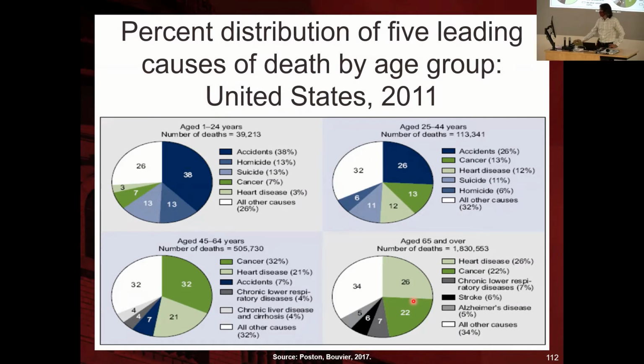But the data shows that 38% of people aged 1 to 24 in the US, data from 2011, die because of accidents, 13% homicide, 13% suicide. So more external causes. And then as people get older, more chronic diseases start to take the lead. So cancer and heart disease increase among people 25 to 44, and get an even higher percentage between 45 and 64. And then among 65 plus, heart disease, cancer, chronic lower respiratory diseases, stroke, Alzheimer's, and other causes. It just shows the increase in chronic disease among people of older ages and a decline in causes related to external factors.